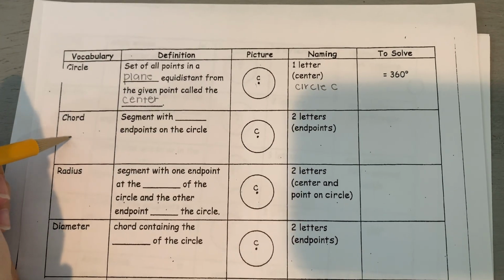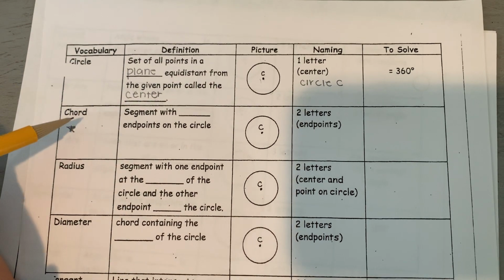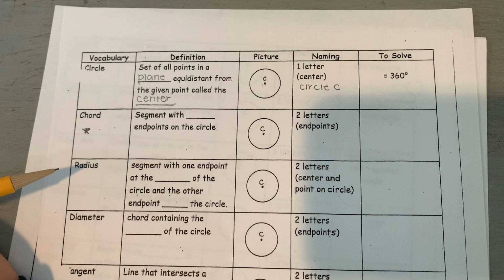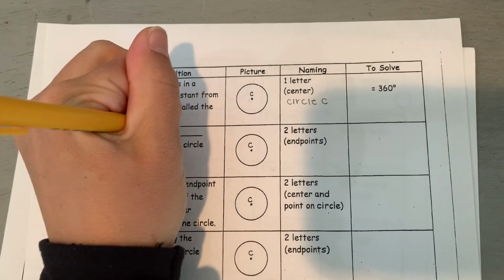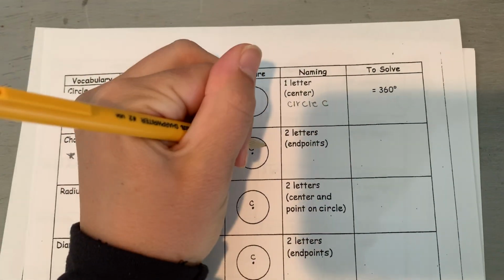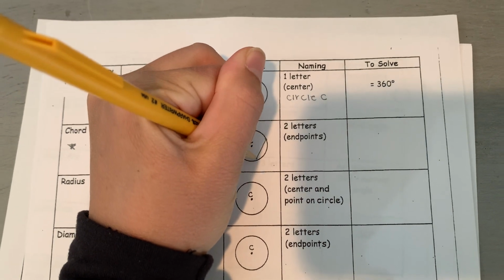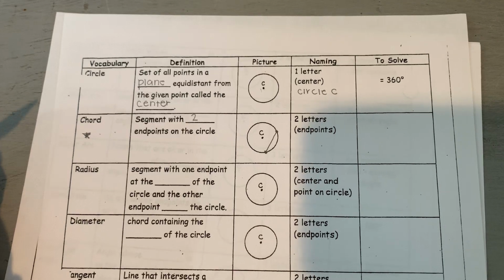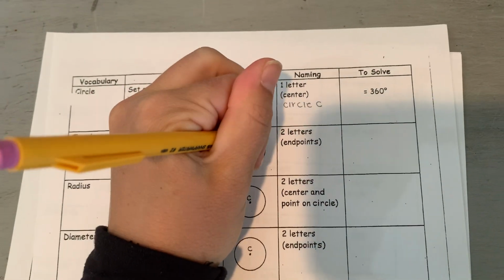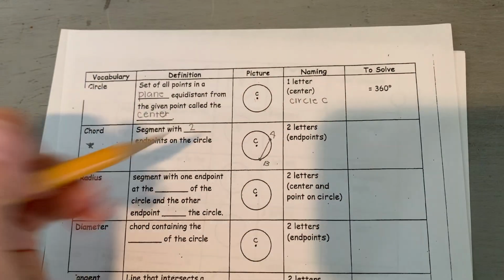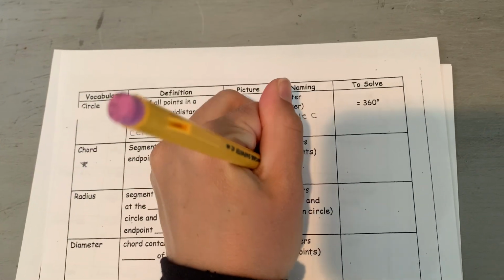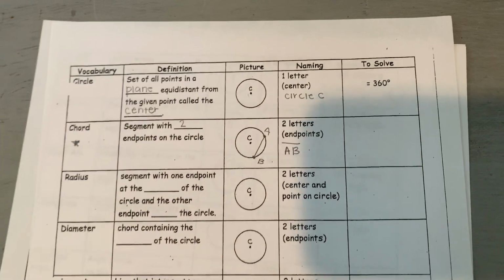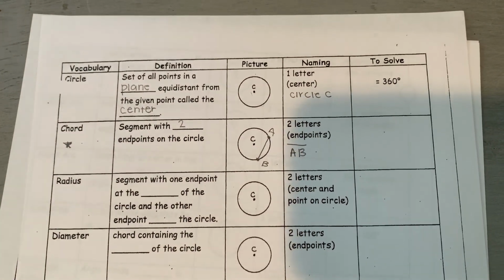All right, number 2, a chord. We're going to be dealing with this a lot, including today. A chord is a segment that is inside the circle. It has 2 endpoints, and it just connects one side of the circle to the other. A chord does not have to go through the center. We'll name this AB, and because it's a segment, you say segment AB. A chord is basically a segment within the circle that has 2 endpoints.